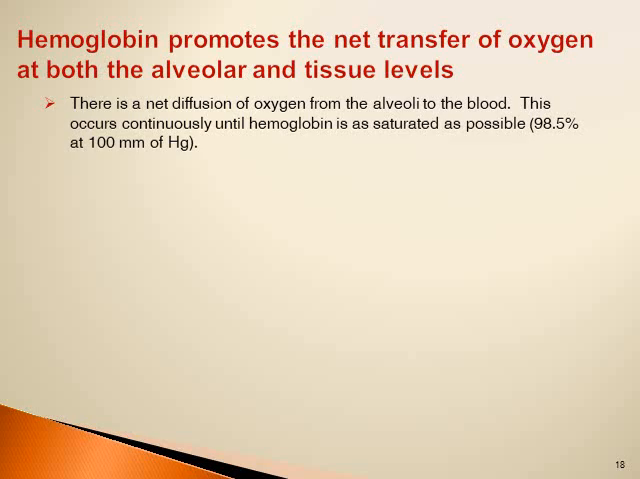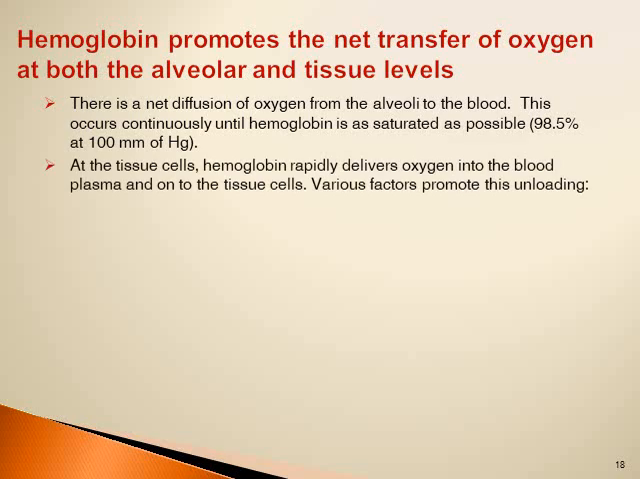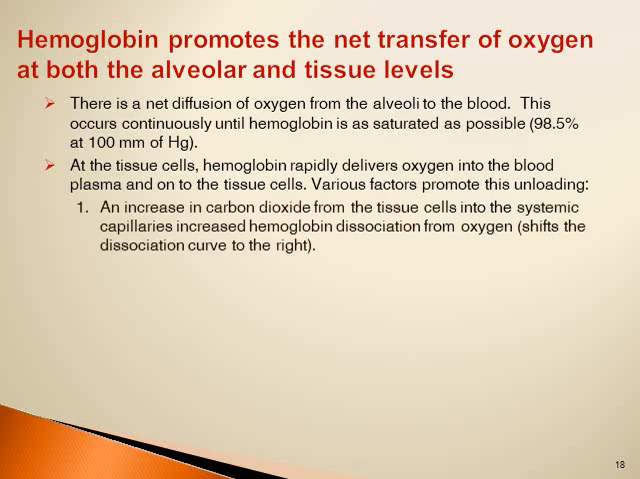There is a net diffusion of oxygen from the alveoli to the blood. This occurs continuously until hemoglobin is as saturated as possible. At the tissue level, or at the peripheral cells, hemoglobin rapidly delivers oxygen into the blood plasma and then to the tissue cells, and we studied the various factors that promote this unloading or dissociation of oxygen from hemoglobin. One of them is carbon dioxide through the Bohr effect.